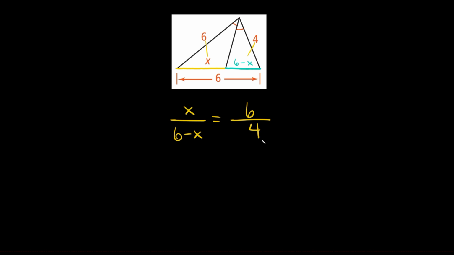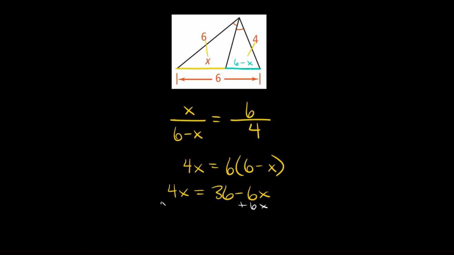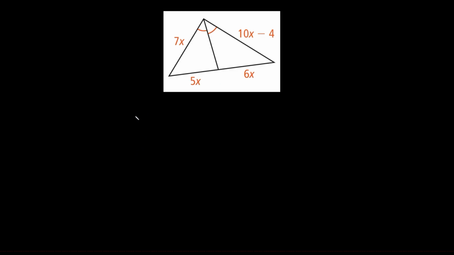Okay, so again, to solve for x, we just want to cross multiply. So 4 times x, that's equal to 4x, and that's going to be equal to 6 times 6 minus x. Then simplifying here, we get 4x is equal to, and then just distribute, 36 minus 6x. Let's get all the x's on one side, so let's add 6x to both sides. Then here we get that 10x is equal to 36. Dividing both sides by 10, we get that x is equal to 3.6. Boom.